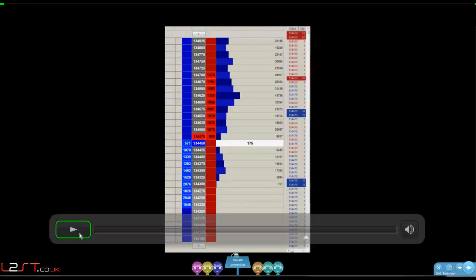Sellers will keep hitting the bids until they are cut off. Buyers will keep lifting the offers at higher prices until they are cut off. Until they are cut off, that is the path of least resistance. Now, when we're looking for a trade, for an entry, we're actually trying to anticipate when the sellers are going to get cut off when we're trying to get long, and when the buyers are going to get cut off when we're trying to get short.